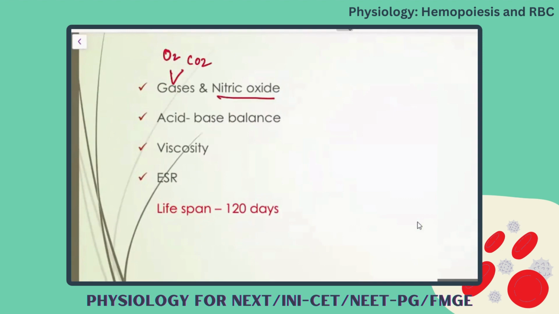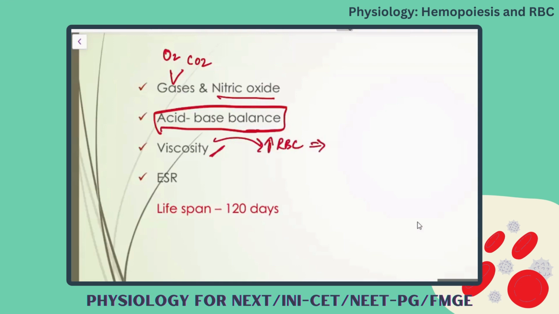and it is also involved in nitric oxide exchange. It has a major role in the maintenance of acid-base balance. And the RBC also has a major role in maintaining the viscosity of the blood, the thickness of the blood. What is the condition when there is an increase in the number of RBC?